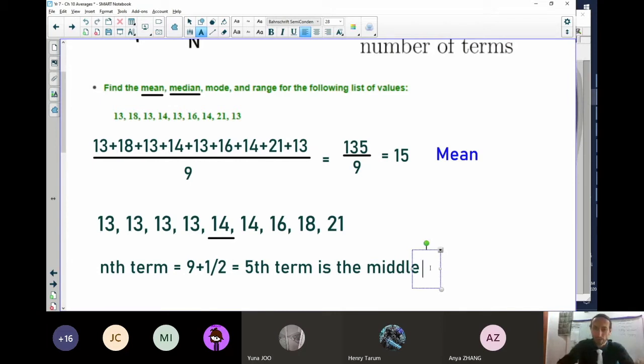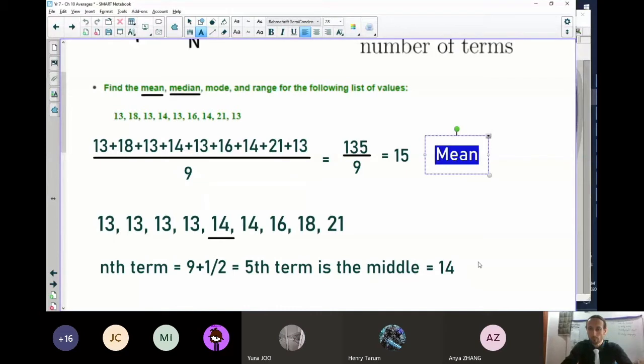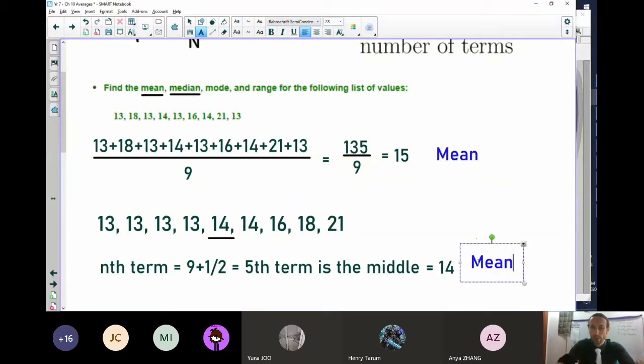So that is equal to 14. And that is our median, okay, our median. Now, looking at these numbers here from last lesson, who can tell me what the mode is? Please write down the mode in the meeting chat form. Who can write down the mode?